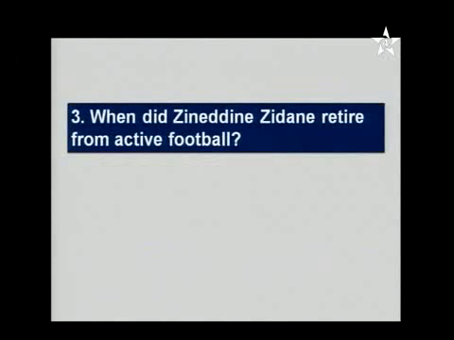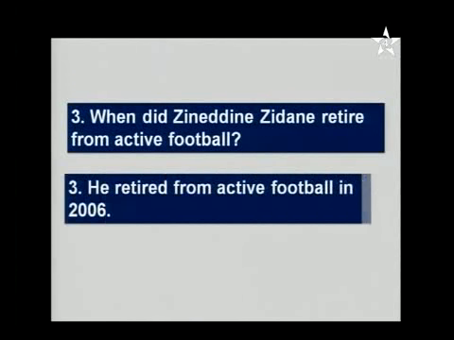Now the question again, when did Zinedine Zidane retire from active football? The answer is, he retired from active football in 2006. Good.